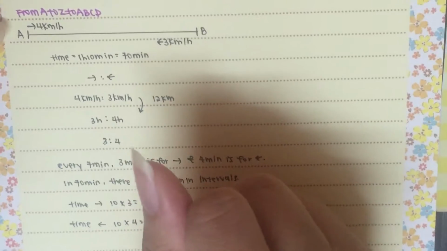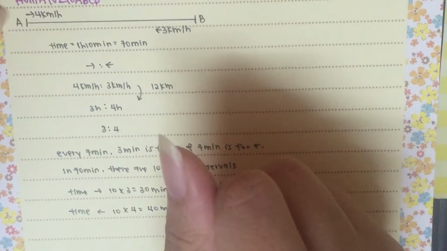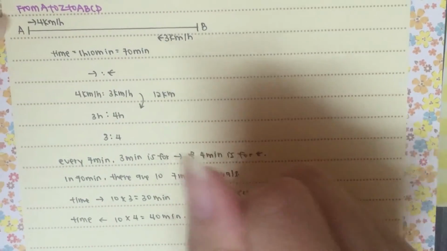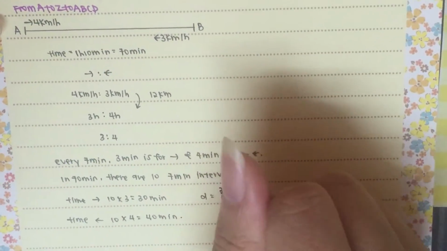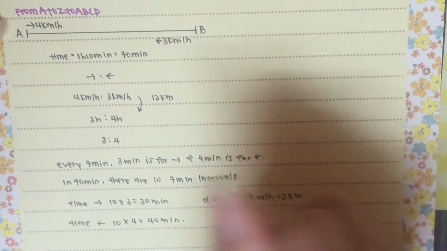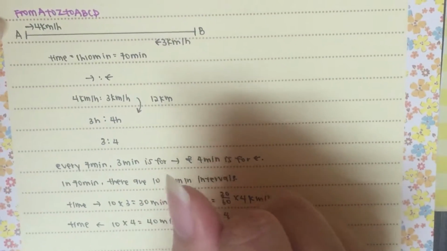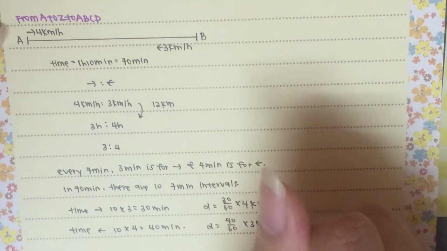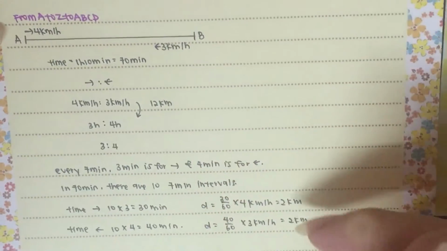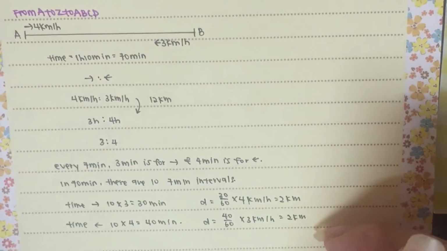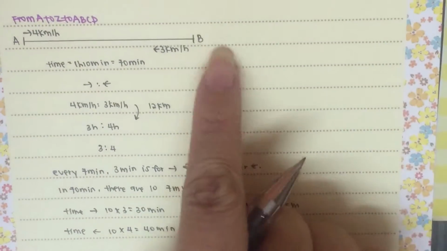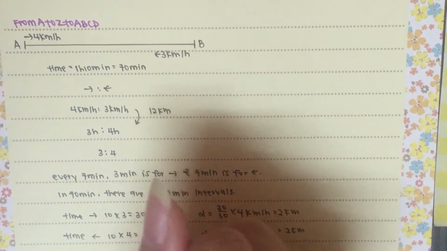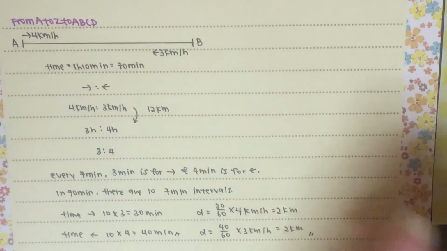Therefore, we'll be able to find out the distance to be equal to 30 minutes over 60 minutes, which is the hour, times the speed of 4 km per hour, which gives us 2 km. Whereas in the second part, it will be 40 over 60 times 3 km per hour, and this will give us 2 km. See, the distance is the same. Therefore, the time taken from B to A is 40 minutes. This is the first part answer. And the distance is 2 km.